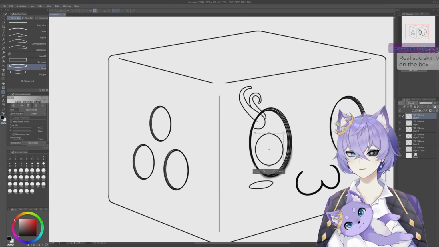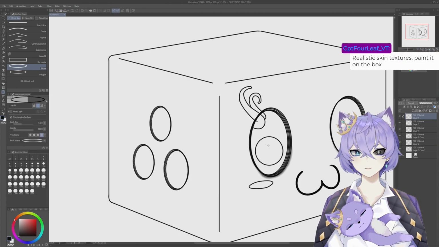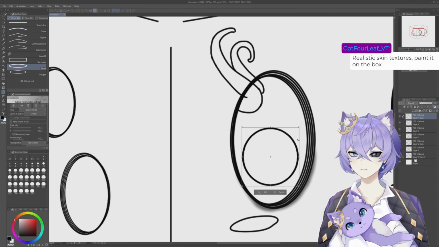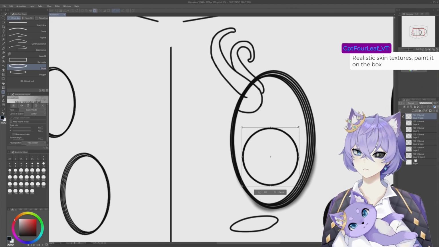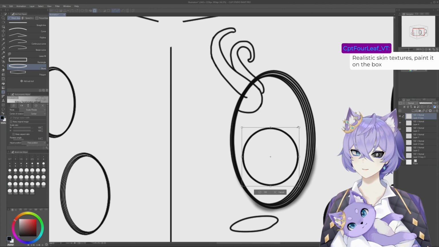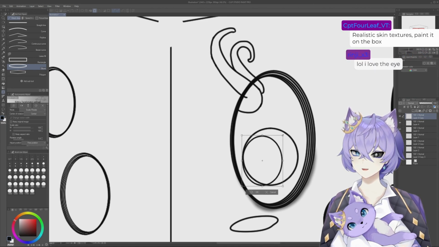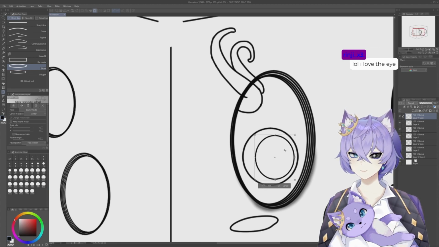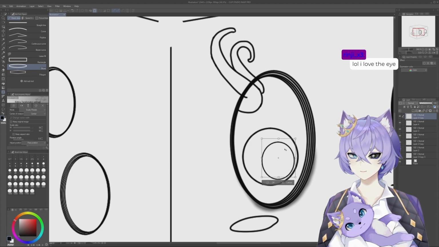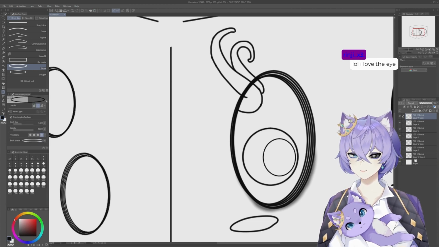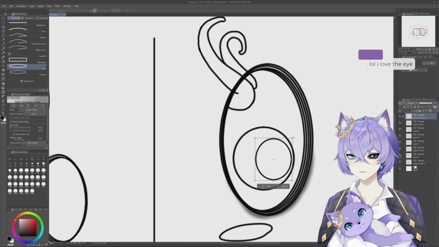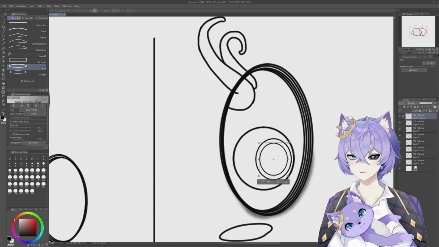Realistic skin textures painted on the box. That is not a bad idea. I can't say no to that idea because I kind of like that idea. I love the eye. Yeah, me too. Just a little flash of inspiration I had. That's not a bad idea at all.